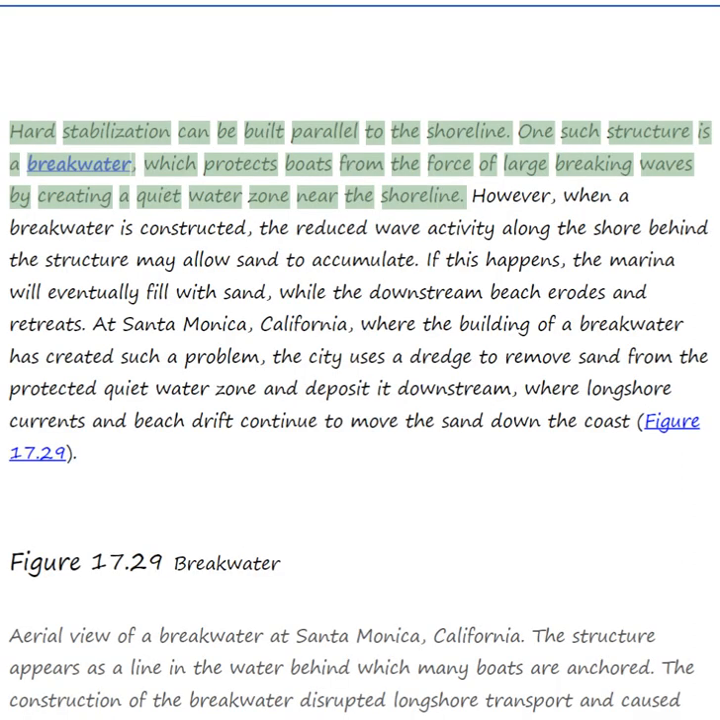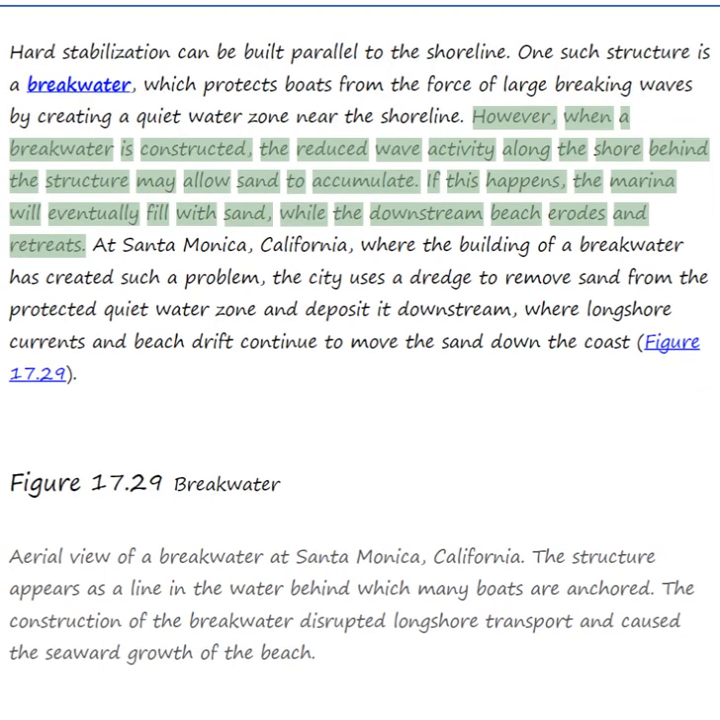Hard stabilization can be built parallel to the shoreline. One such structure is a breakwater, which protects boats from the force of large breaking waves by creating a quiet water zone near the shoreline. However, when a breakwater is constructed, the reduced wave activity along the shore behind the structure may allow sand to accumulate. If this happens, the marina will eventually fill with sand, while the downstream beach erodes and retreats.